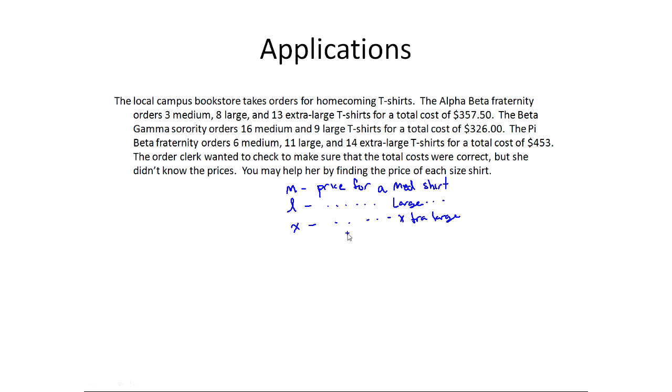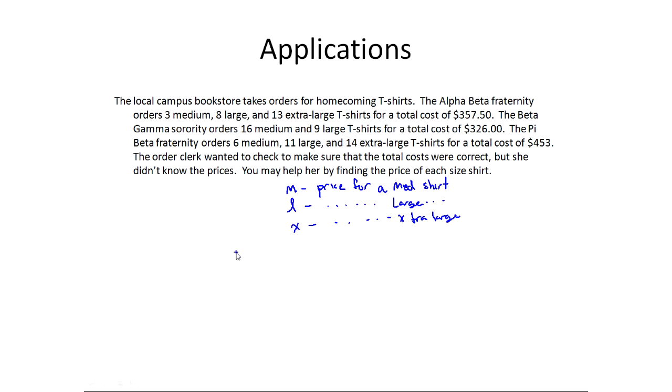Look at Alpha Beta fraternity. Okay, 3 mediums, 8 large, 13 extra large gave you a cost of $357.50. So however much the mediums cost, you multiply times 3. However much the large cost, you multiply by 8. However much the extra large cost, you multiply by 13, and you end up with that total cost. So this time, instead of combining all the mediums together, that idea of like information, I can't really because there's nothing to set it equal to.